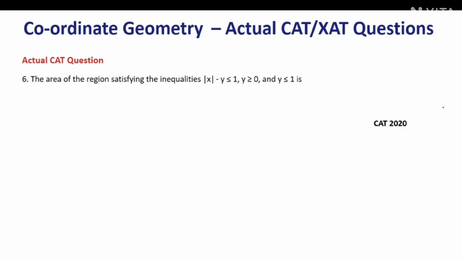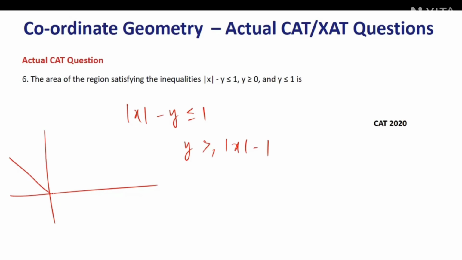Let's move forward. Again, a modulus question. Area of the region satisfying the inequalities mod x minus y less than equal to 1. So what you can write this as y is greater than equal to mod x minus 1. So we all know how to draw a mod x graph, right? So this is how you draw a mod x graph. You have to take minus 1, so you shift it by 1 unit downward. So this is mod x minus 1, right?